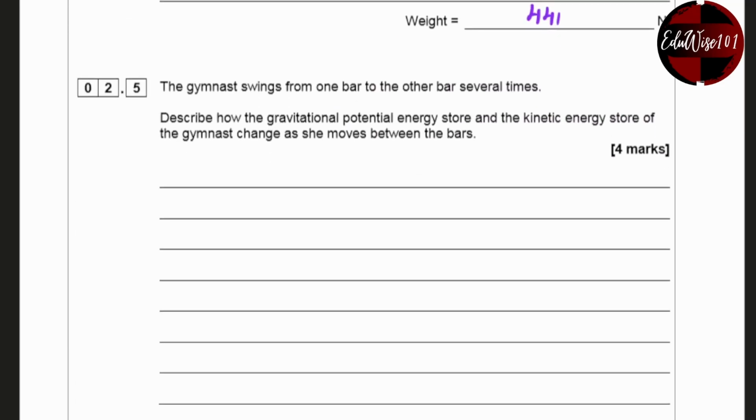The gymnast swings from one bar to the other bar several times. Describe how the gravitational potential energy, or GPE, and the kinetic energy store, which is KE, of the gymnast change as she moves between the bars. So how does the GPE and KE move between the bars?